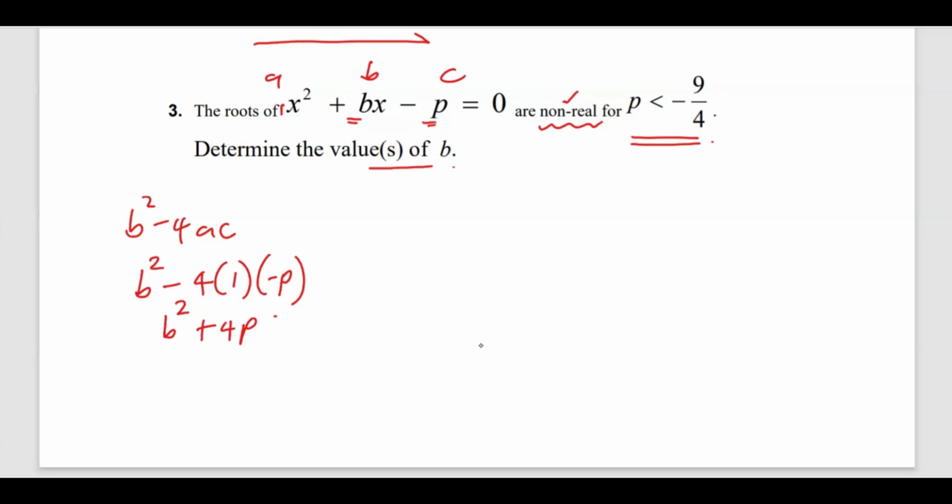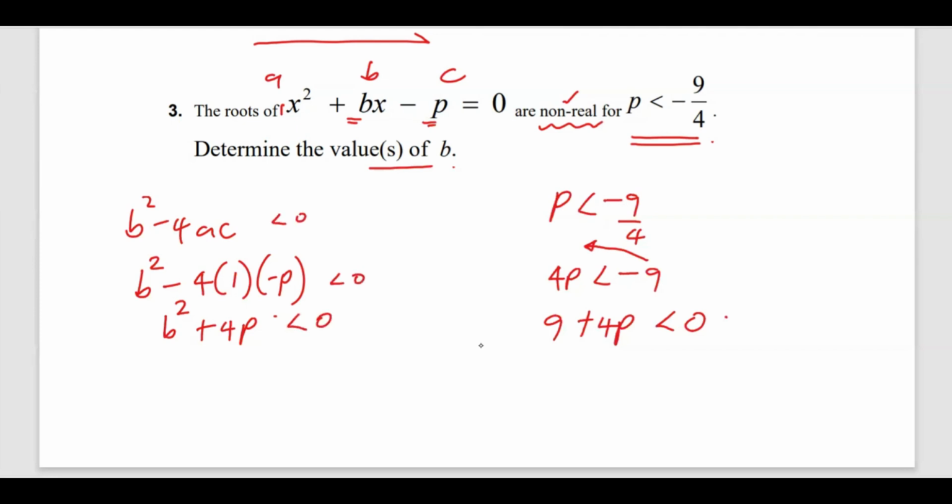Then if I look at this, let me see. If I have P is less than negative 9 over 4, let me multiply through by 4. So 4P is less than negative 9. Let me play around with this. Let me move the 9 to that side. So it's a positive 9 plus 4P is less than 0. So they told us that the roots here are less than 0, so let's keep the less than 0 there.